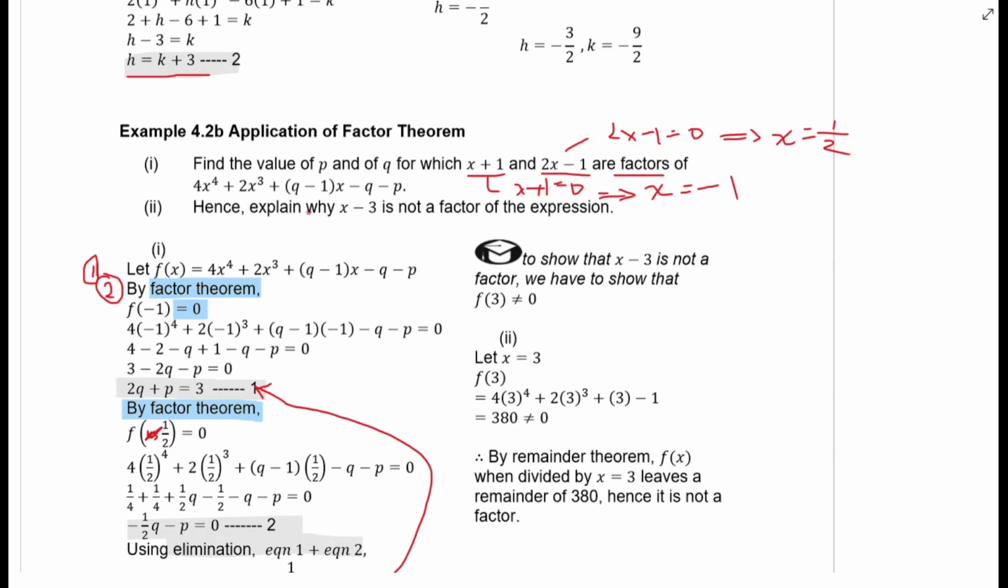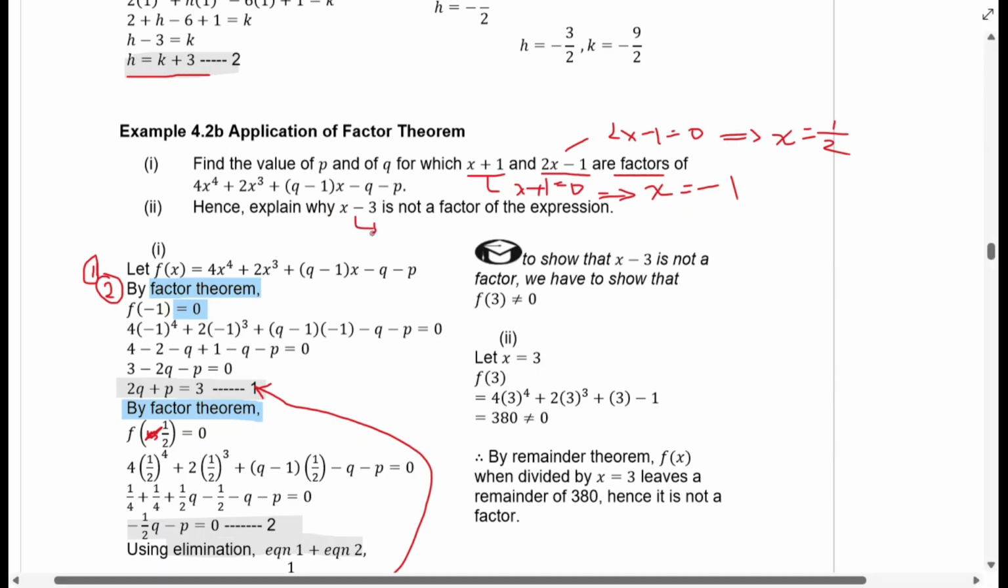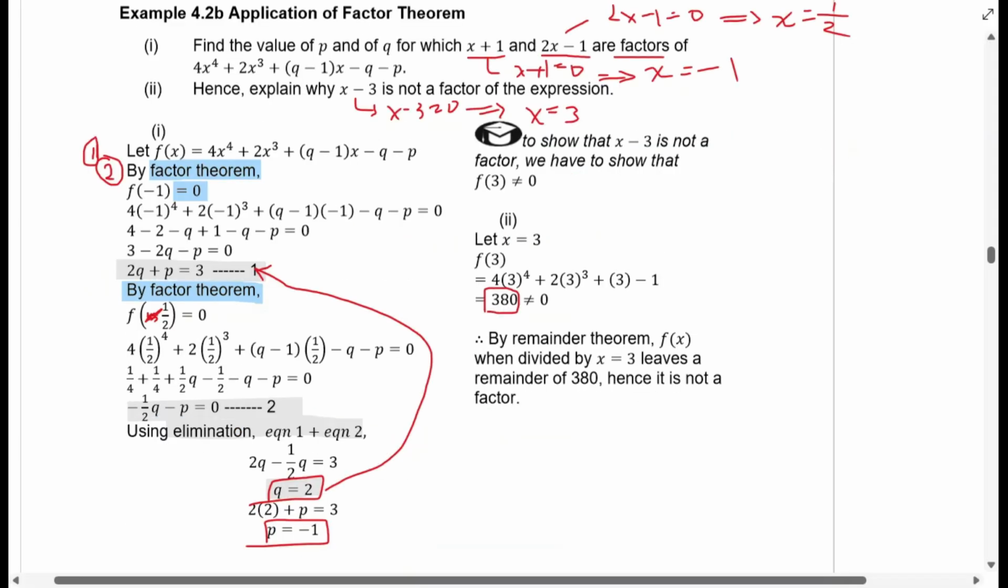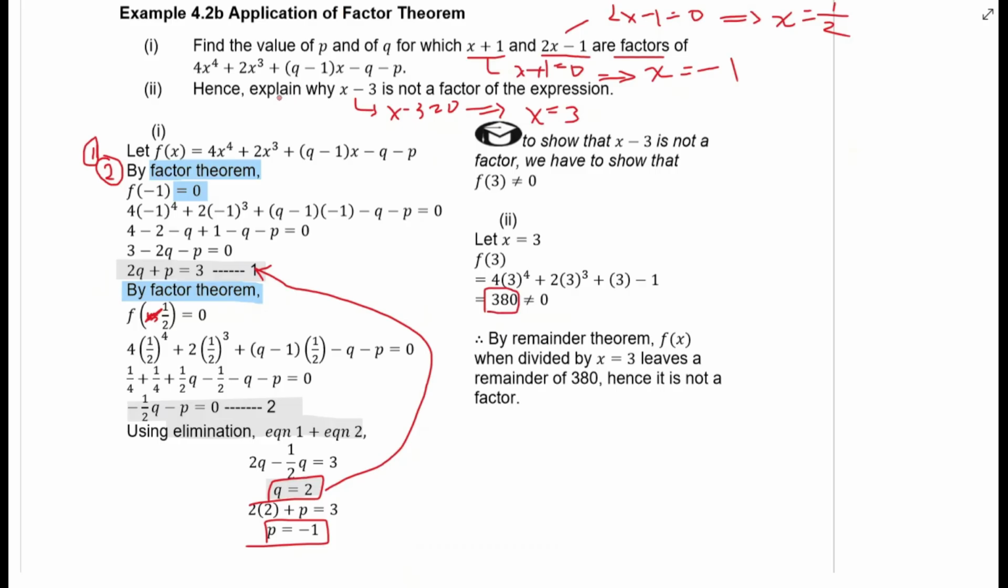Once again, let your x minus 3 equals to 0, and then you will end up with x equals to 3. Now that you have this, you can sub it in to your f(x), and you will see that you end up with 380, which is not equals to 0, which means that there is indeed a remainder.